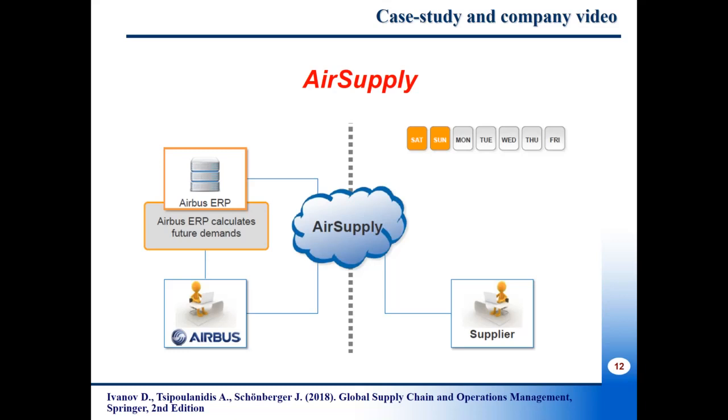The supplier now checks whether he can provide what is needed by Airbus. If the answer is yes, he sends his confirmation. If the answer is no, he can use Air Supply to propose alternative quantities and delivery dates. The order officer at Airbus then checks the supplier's proposals and accepts them. The collaboration process has now been successfully completed, and the data is transferred back to the ERP system at Airbus.